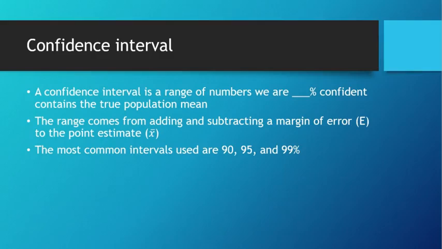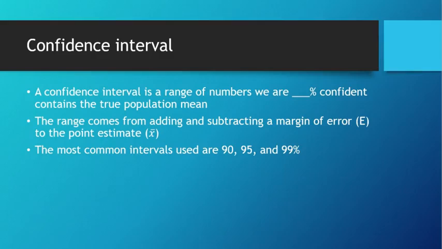So that number that I add and subtract, that's called a margin of error, and E is the symbol that's used for that. And then the point estimate, and the symbol there is x bar, that is my sample mean. So my sample average from 50 people, that's my point estimate. And then I'm going to add and subtract some number to that to say I'm pretty sure the real average is somewhere in here. Okay, and the most common numbers we use are 90, 95, and 99%.